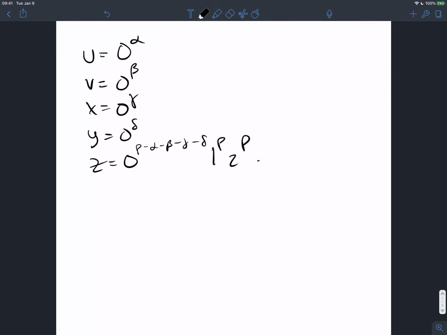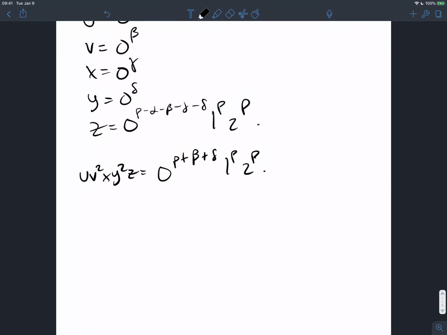Then if I look at u v squared x y squared z, then I'm going to put another copy of beta zeros and delta zeros. So that means I'll have p plus beta plus delta, and then I'll have 1 to the p, 2 to the p. But then we know that VY's length is not zero, which means that since beta plus delta is at least one, could this resulting string be in the language? No, because this tells me right away that I have at least one more zero. And so therefore it can't be in the language.